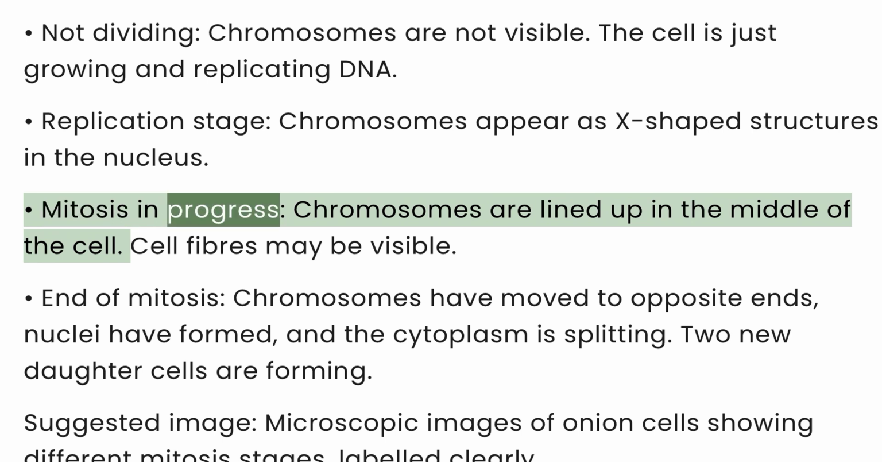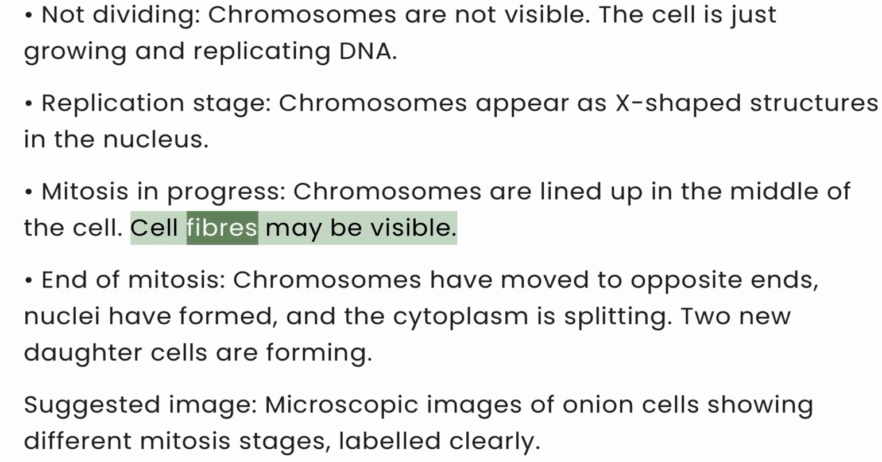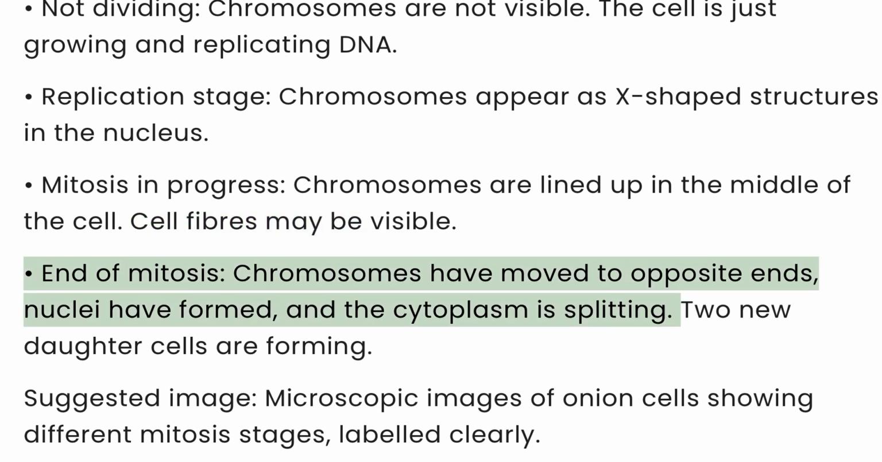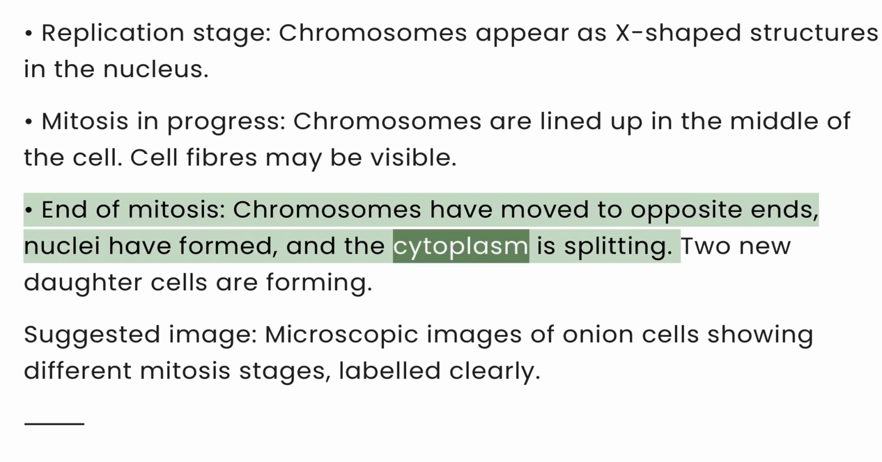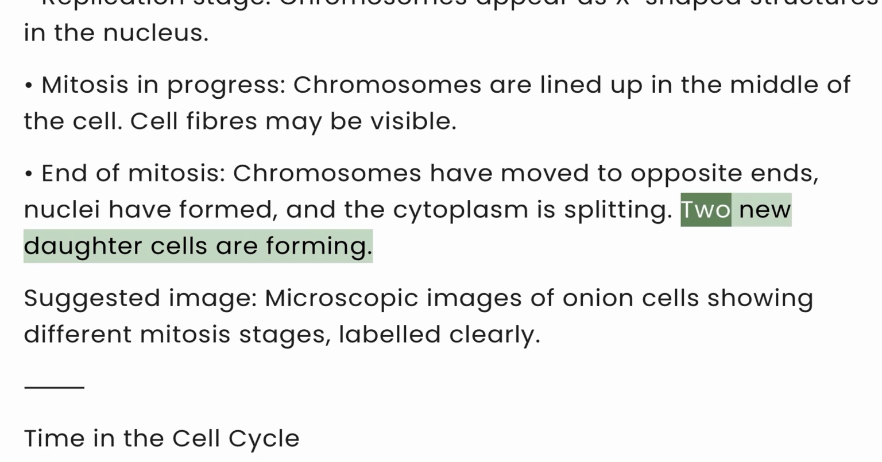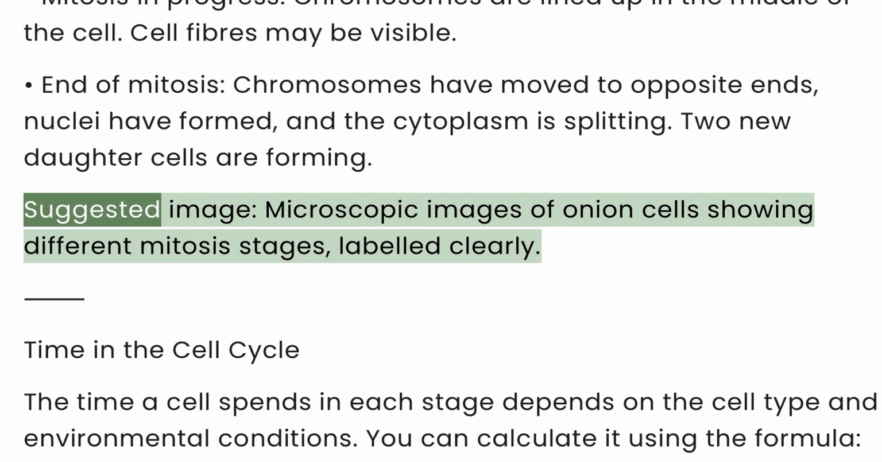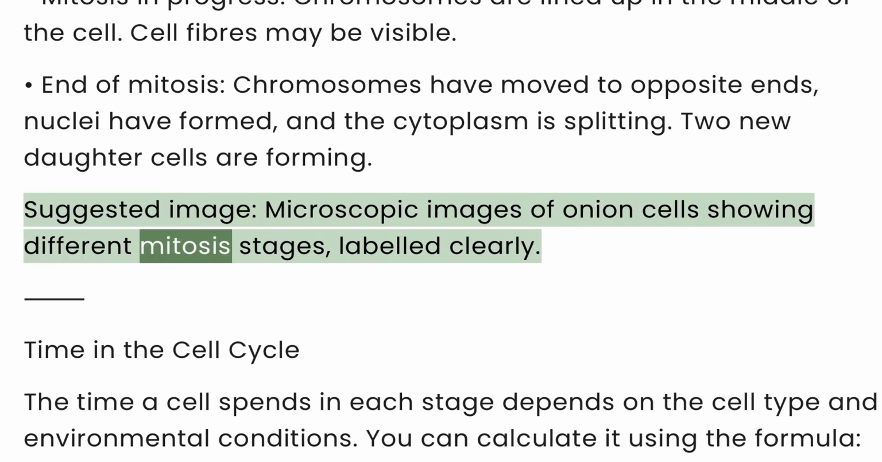Mitosis in progress: chromosomes are lined up in the middle of the cell. Cell fibers may be visible. End of mitosis: chromosomes have moved to opposite ends, nuclei have formed, and the cytoplasm is splitting. Two new daughter cells are forming. Suggested images: onion cells showing different mitosis stages labeled clearly.